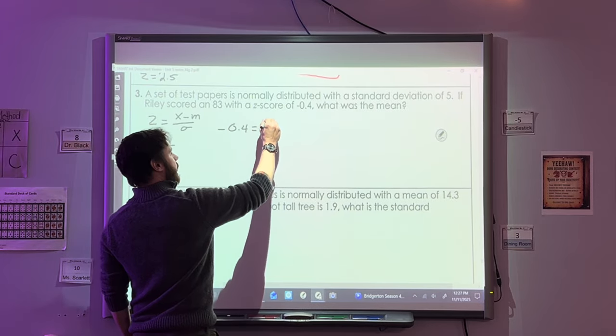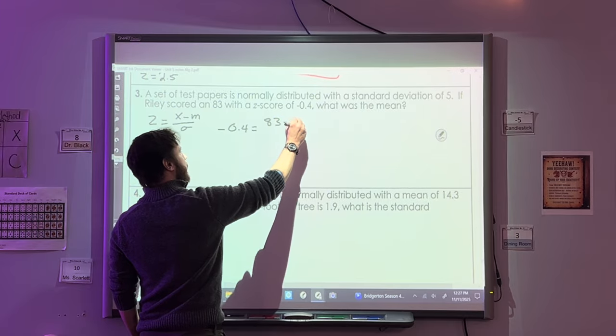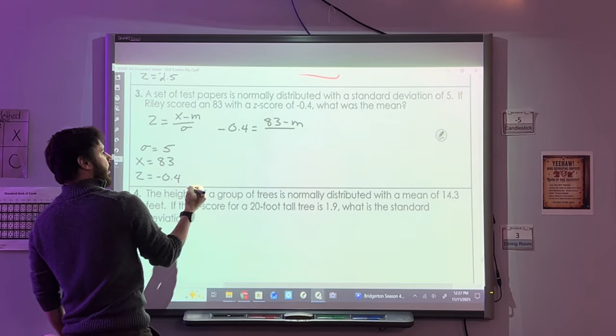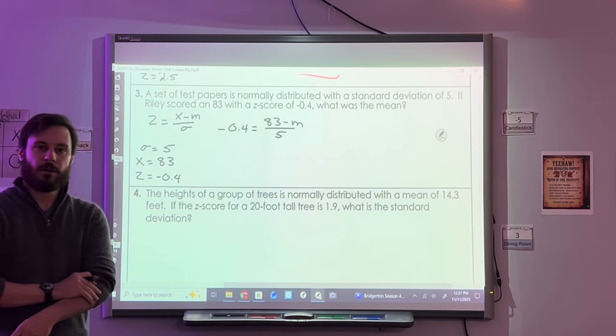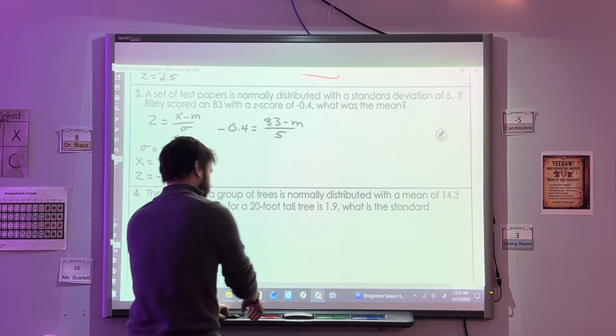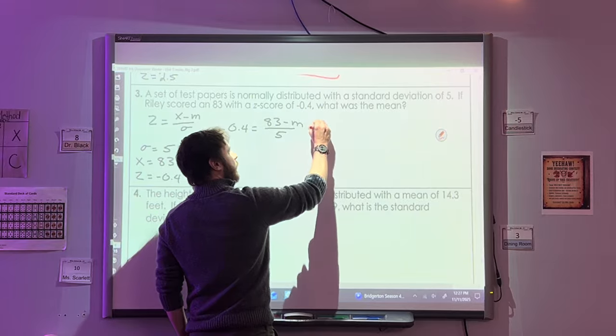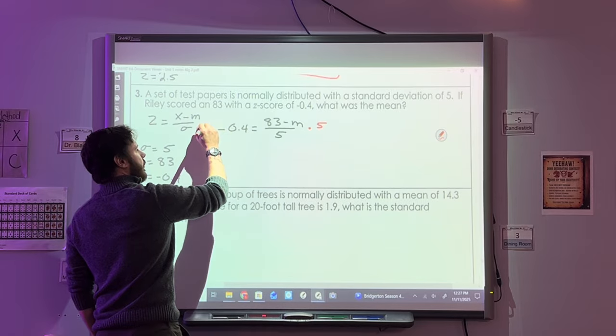I know their data value was 83 minus the mean, I don't know what that is, and the standard deviation was 5. Okay, so just like last time, I need to clear this denominator. I gotta get m all alone. I'm gonna multiply both sides by 5.